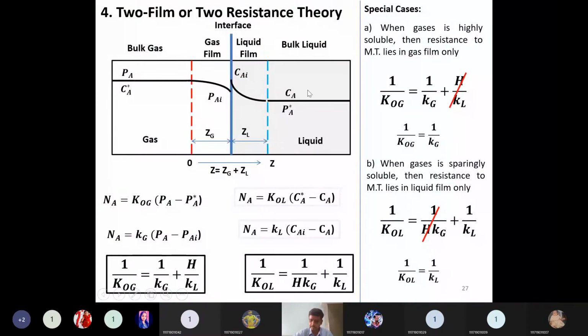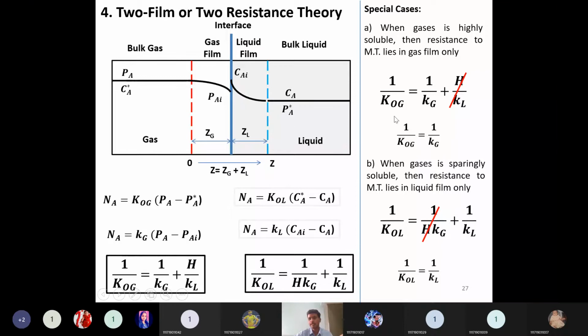So in the morning session, we have seen the two-film theory, or two-resistance theory. So we have derived these two equations. Okay, there are special cases for these derivations. These equations can be solved in two special cases. One is if the gas is very much soluble. The next one is if the gas is very low soluble or sparingly soluble. So then what we can neglect and what we can keep.